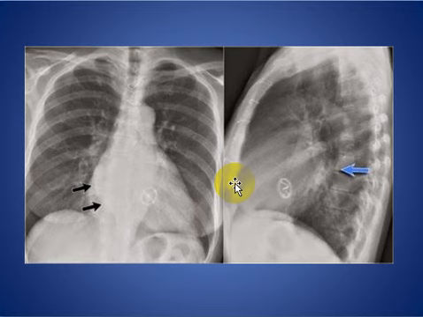Here this is a patient with a double contour, as we see here, and this is the left main bronchus, and this is the left atrial appendage, and the patient has had mitral valve replacement, and we see here the left atrial enlargement on the left lateral view.